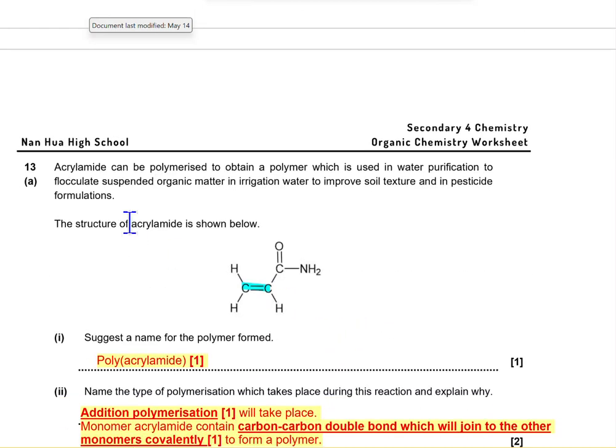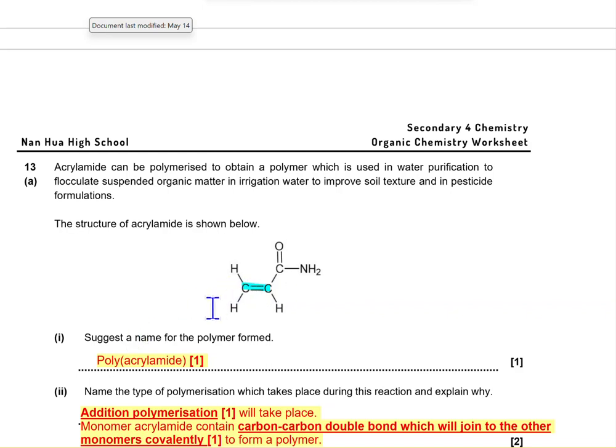Okay, question number 13. Acrylamide can be polymerized to obtain a polymer. So this is the structure of the monomer. And look carefully here. I have one functional group, which is the amine NH2 functional group. And this one, you don't have to worry about. You look at this. This is a carbon-carbon double bond. So you can make a polymer out of this. This is an unsaturated monomer. So I can do addition polymerization when there's a carbon-carbon double bond.